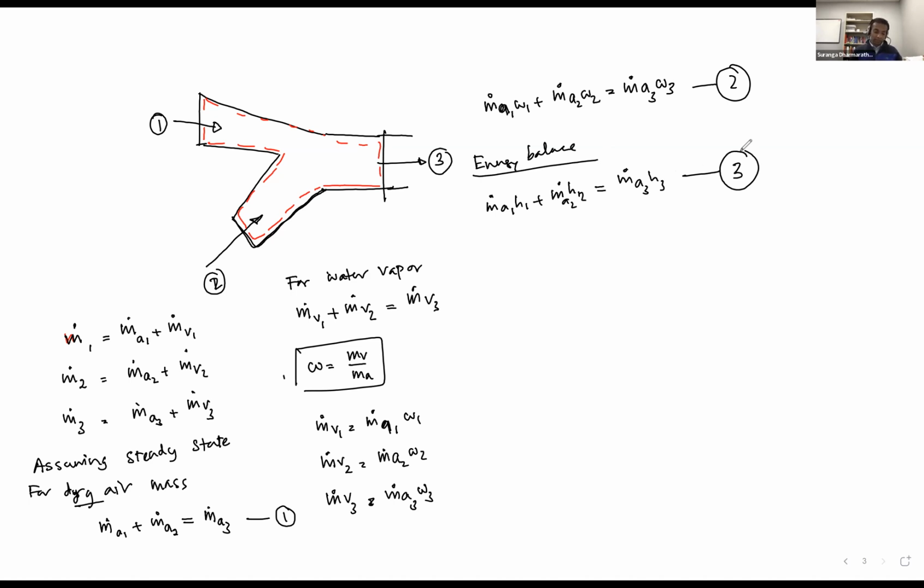One is the mass balance of dry air. This is the mass balance of vapor. And this is the energy balance, or that's the first law of thermodynamics, basically, neglecting kinetic and potential energies.